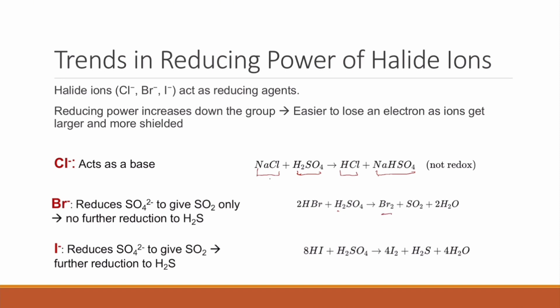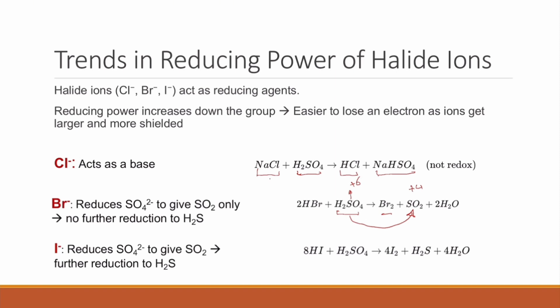At the same time, the sulfur in the sulfuric acid will get reduced, and it will give you sulfur dioxide. The reaction will stop at this stage, so it will only be reduced to sulfur dioxide. Remember that the oxidation state of sulfur in sulfuric acid is +6, but in sulfur dioxide it's +4. So it was reduced. This is because it has a certain reducing power.